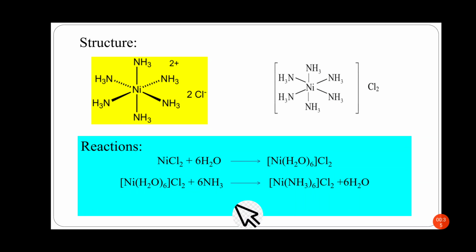Now see the reaction. When nickel chloride is dissolved in water, it forms hexaaquanickel(II) chloride, to which, when ammonia solution is added, it forms purple colored crystals of hexaamine nickel(II) chloride. In this complex, the coordination number of nickel is 6 and the oxidation state of nickel is +2.